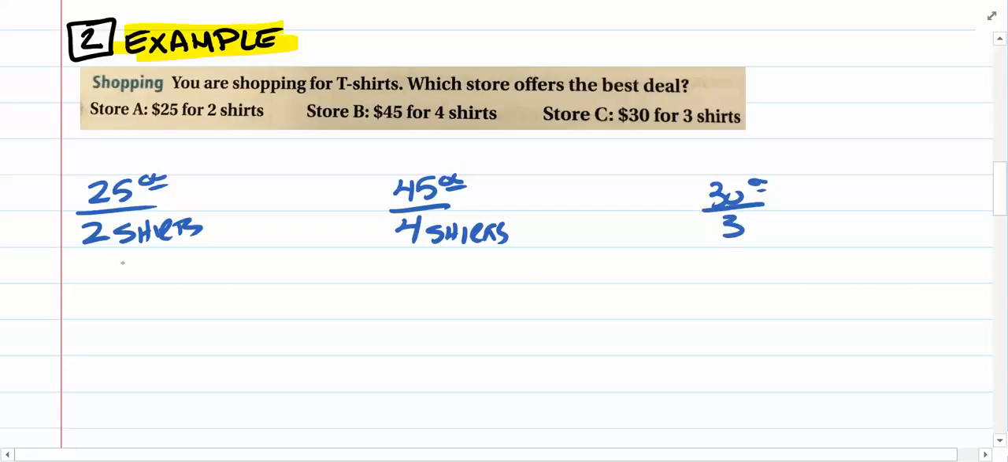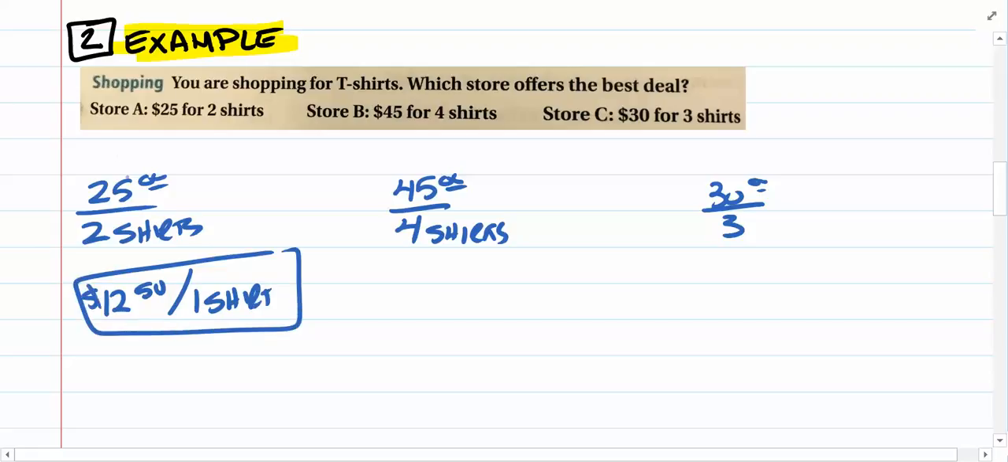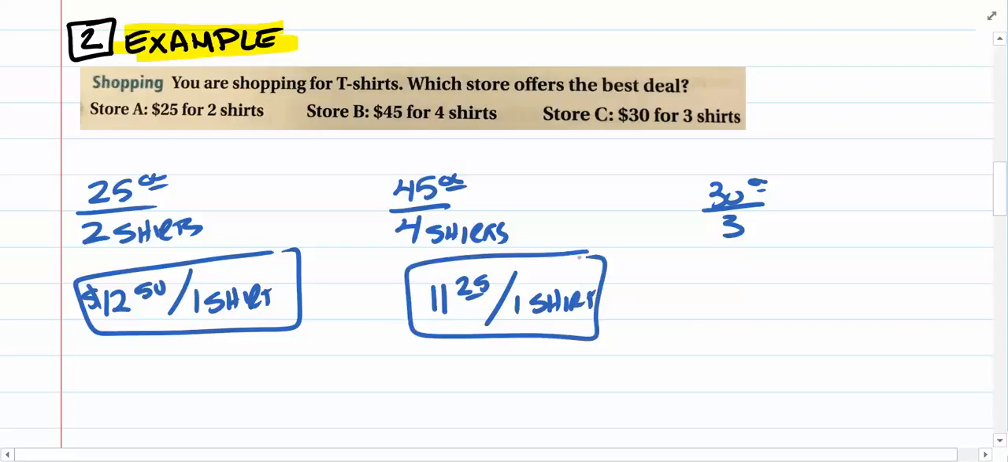So 25 divided by 2 gives us a price of $12.50 for every 1 shirt. So I have a unit rate. I have $12.50 for 1 shirt, and this is coming from store A. $45 for 4 shirts gives me a value of $11.25 for every 1 shirt. So my unit rate for store B is $45 divided by 4, which is $11.25.